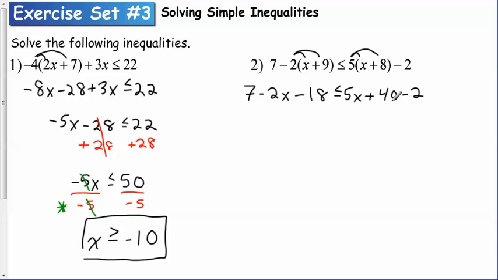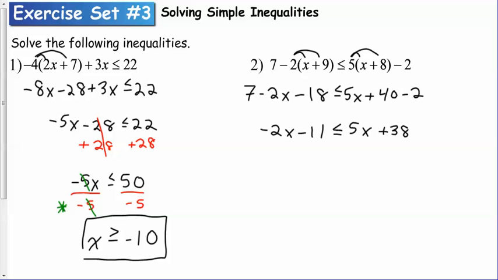minus 2. Now don't go moving anything from the left side to the right side or the right side to the left side because there's still simplifying that can be done. We have like terms, 7 minus 18. And so that's negative 11. So I have negative 2x minus 11 is less than or equal to, I have 40 minus 2, so 5x plus 38. If we take a look, now it's simplified.